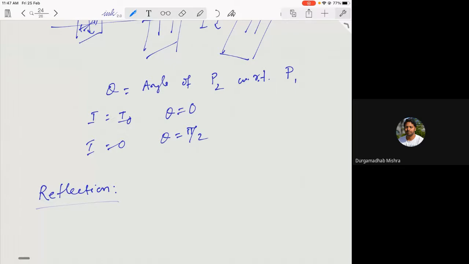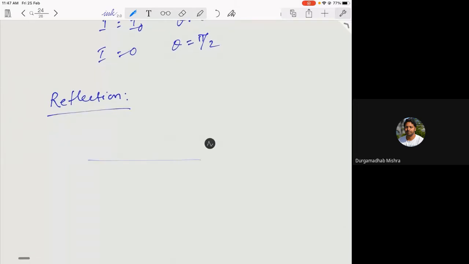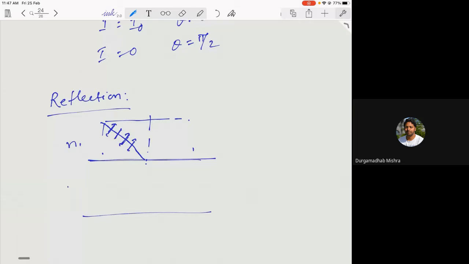You can also produce polarization by reflection. Let's say I take polarized light where the polarization of the electric field is in the plane of incidence. This is my plane of incidence, normal to this surface. This is refractive index n1, this is n2, and this is the angle of incidence theta. Such a wave we will call a p-polarized wave, where the electric field is in the plane of incidence.